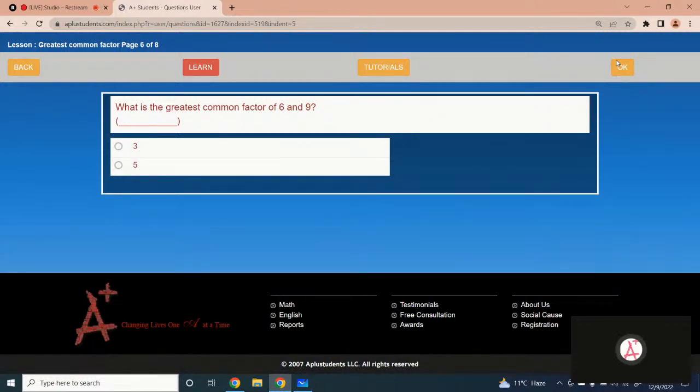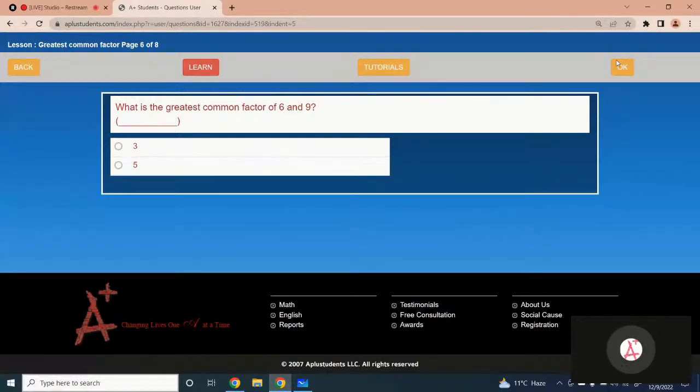Okay, the next one is, what is the GCF of 6 and 9? Which is the correct option? Is it 3 or 5? Please write the answers if you know the answer. Which is the correct option? 3 or 5?